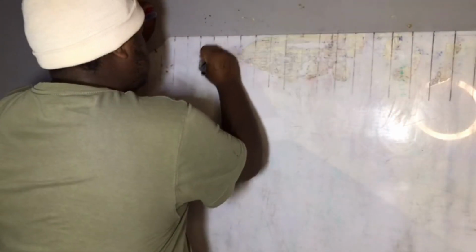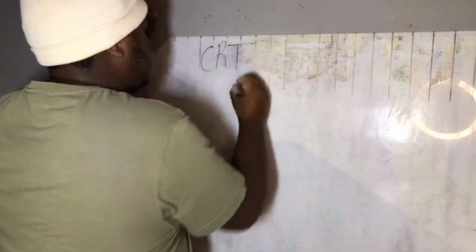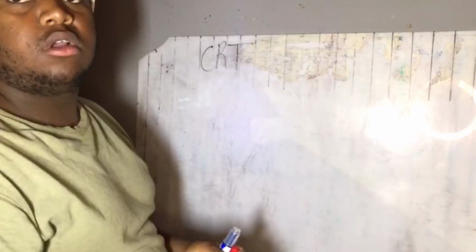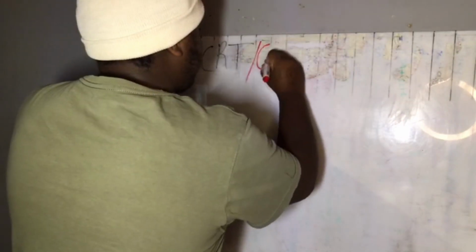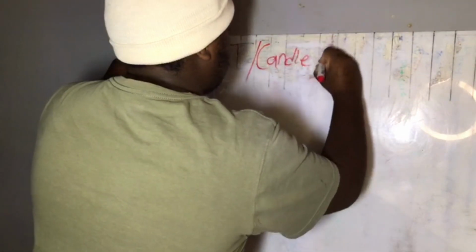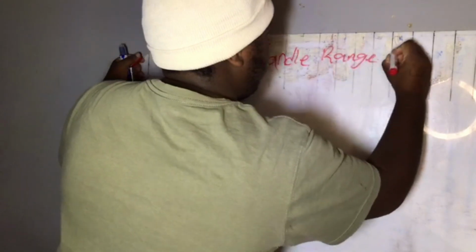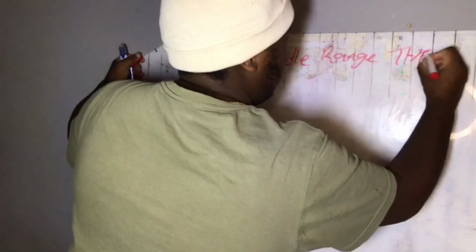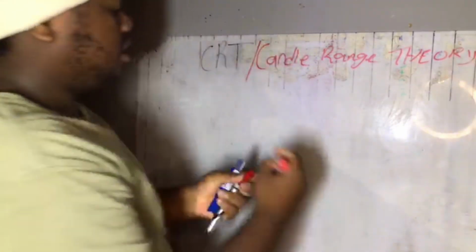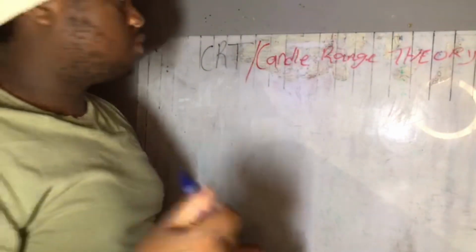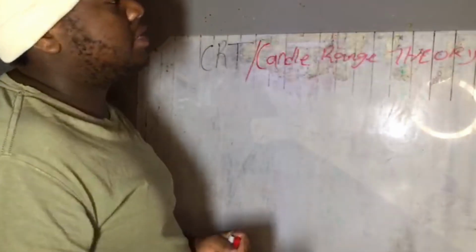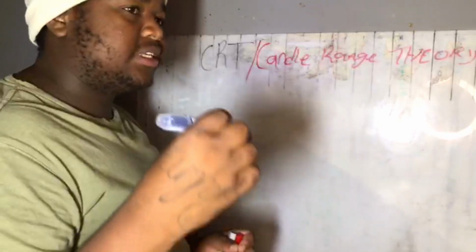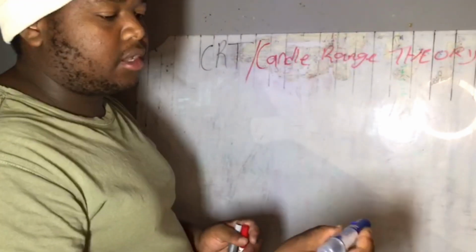Okay guys, so we're going to be focusing on CRT, which is the candle range theory. So as I said before, we are going to focus on one candlestick. With this strategy, guys, the direction of the market doesn't matter, but it is more powerful when it's in line with the direction of the market.